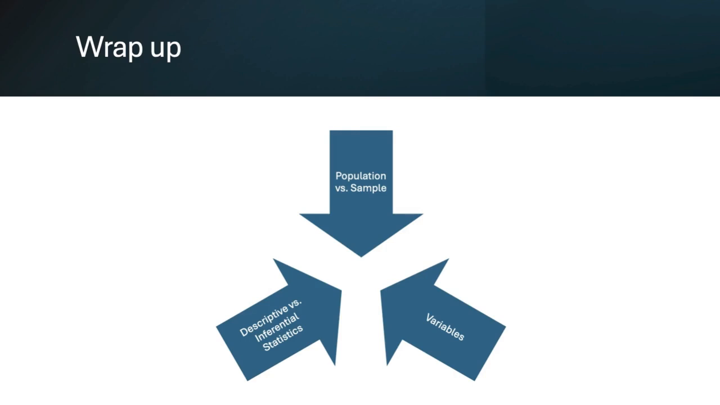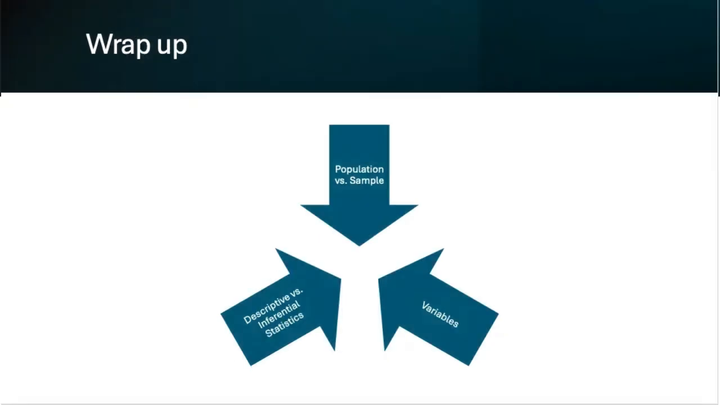So in this video, we covered population versus a sample and why we use samples to estimate population characteristics. We talked about variables as well, the independent variable, dependent variable, and confounding variables, and how to identify, classify, and study these variables. We also covered descriptive versus inferential statistics and how to summarize data versus making predictions. Understanding these basic concepts really sets the foundation.